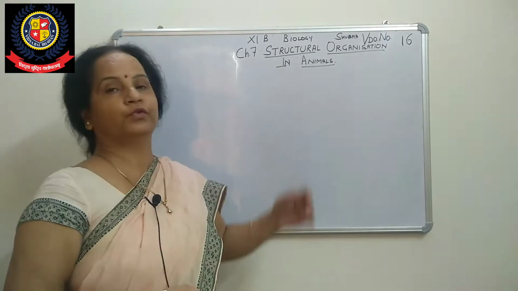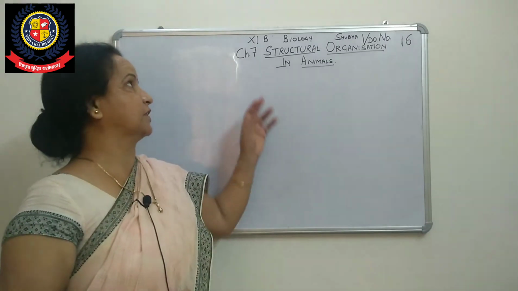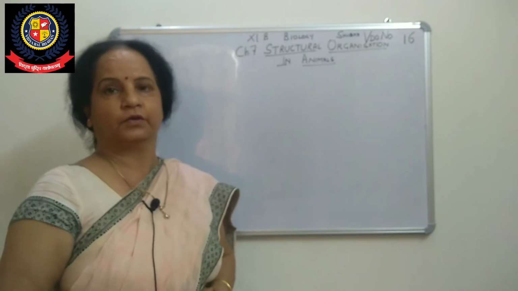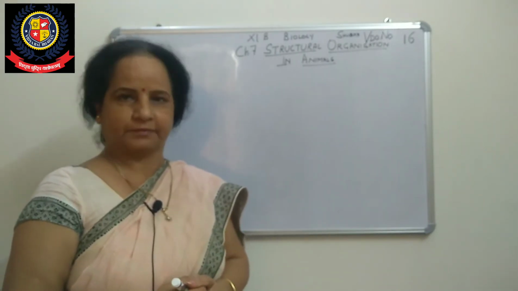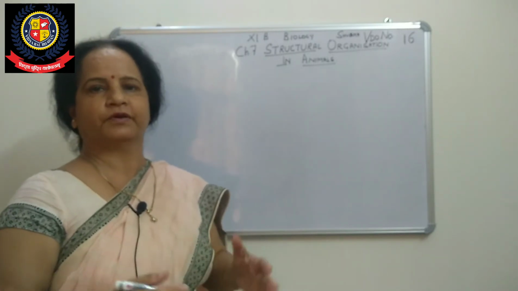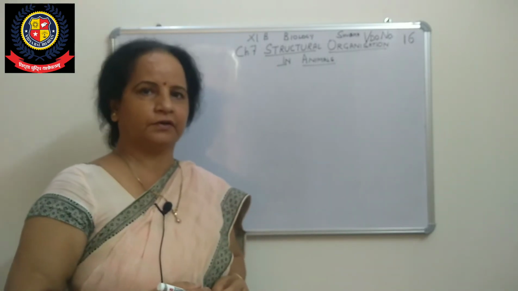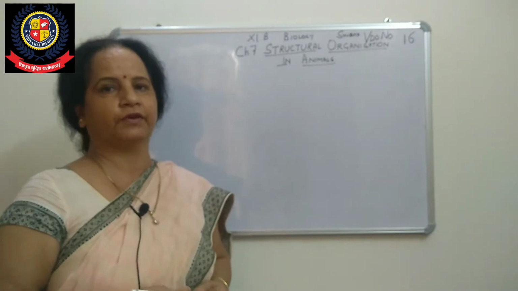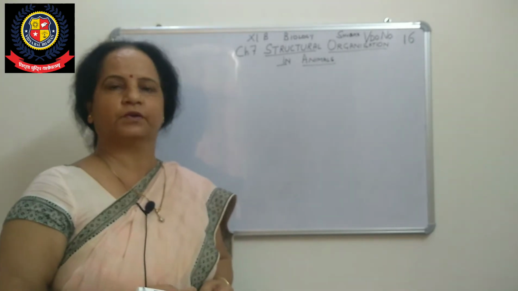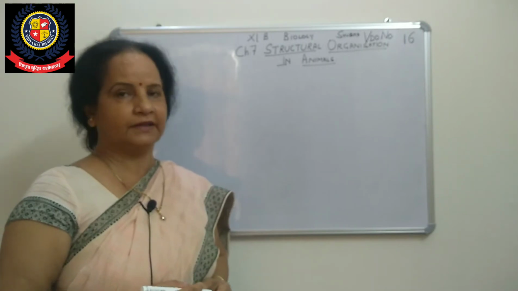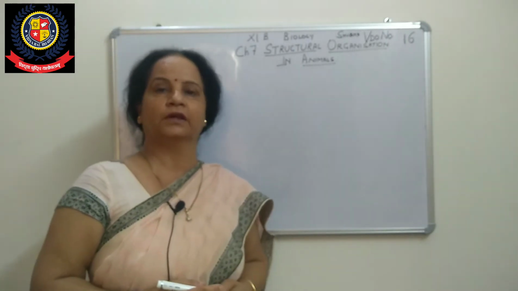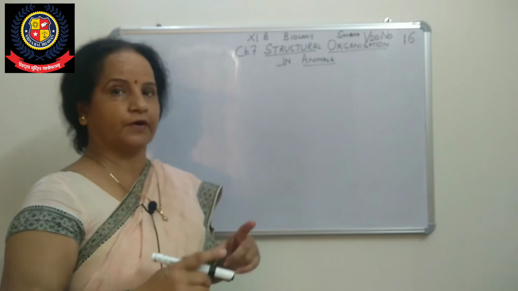Today we will start a new chapter, chapter number 7. You may ask why chapter 6 is not there. Earlier we had completed chapter 5. In chapter 5, what have we done? Morphological features in flowering plants, where we did only inflorescence and floral parts, and then floral formula and floral diagram.